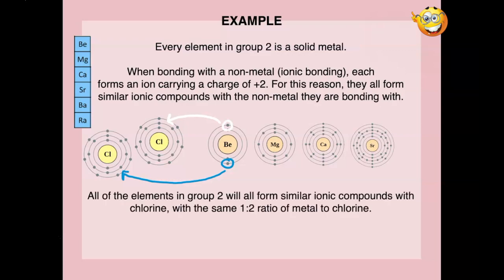All of the elements in group 2 will form similar ionic compounds with chlorine. What this means is if I were to use magnesium, Mg, instead of beryllium before, I would still get the same outcome because they all have 2 outer shell electrons. Therefore they would have the same ratio of 1 to 2, 1 metal and 2 chlorine in this case. This is shown in their formulas, MgCl2, CaCl2, SrCl2, and BaCl2.